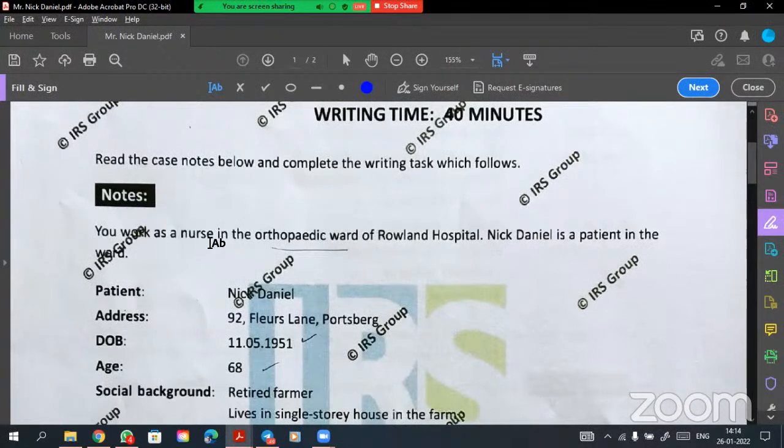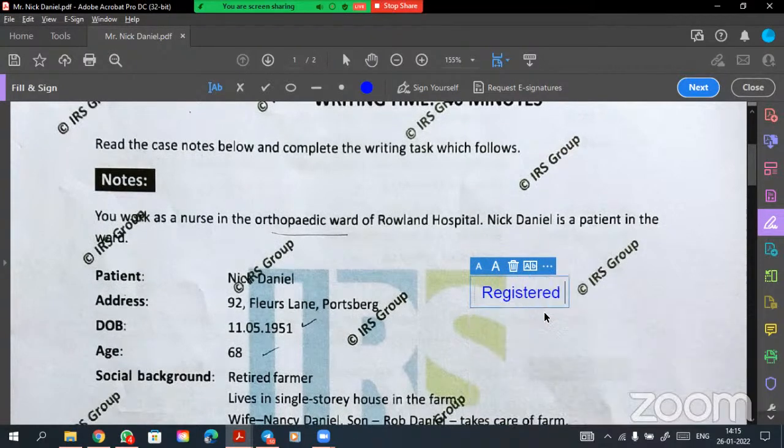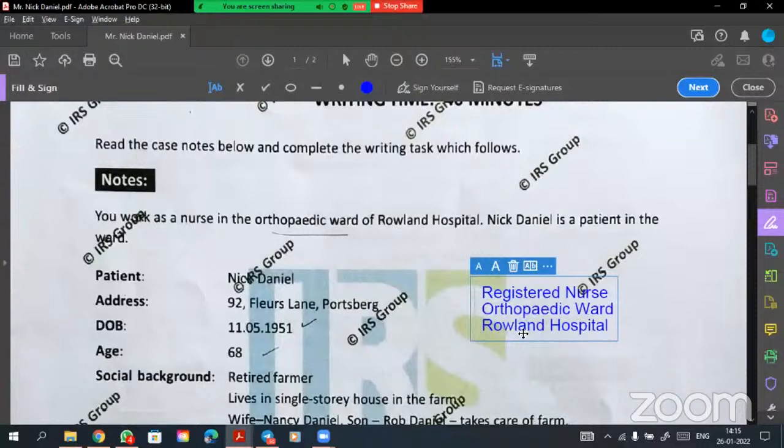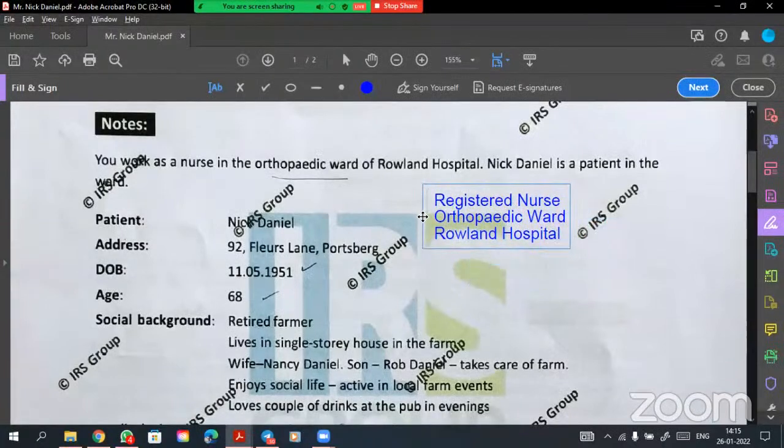You are writing. You work as a nurse in the orthopedic ward, Roland Hospital. Here you have your address. What is your address? You are a nurse, so you can say registered nurse, and then orthopedic ward, then Roland Hospital. So this is your address: registered nurse, orthopedic ward, Roland Hospital.